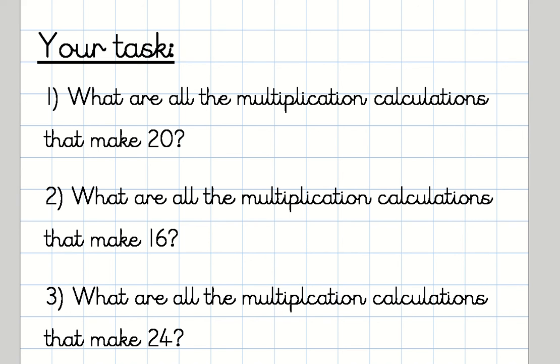What I would do is, like we've done today, draw out 20 counters or 20 little people, 20 dice, and see how you can separate them equally into different groups.